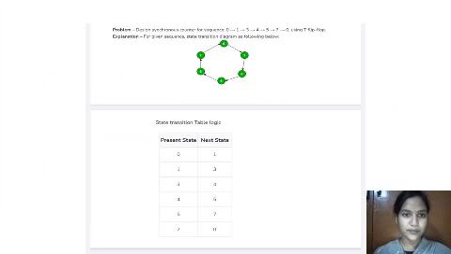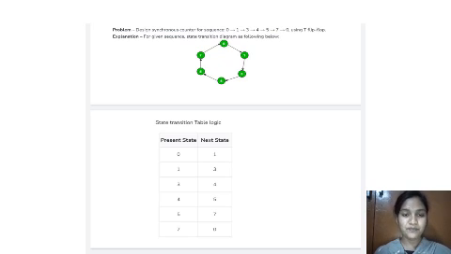So here you have a problem of designing a synchronous counter for the sequence 0 to 1, 1 to 3, 3 to 4, 4 to 5, 5 to 7, and from 7 to 0 using the T flip-flop. The explanation for the given sequence is the state transition diagram as follows. Here we have a diagram that is 0 to 1, 1 to 3, 3 to 4, 4 to 5, 5 to 7, and also from 7 to 0.